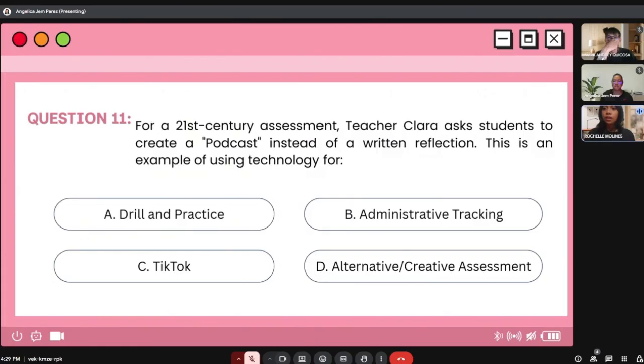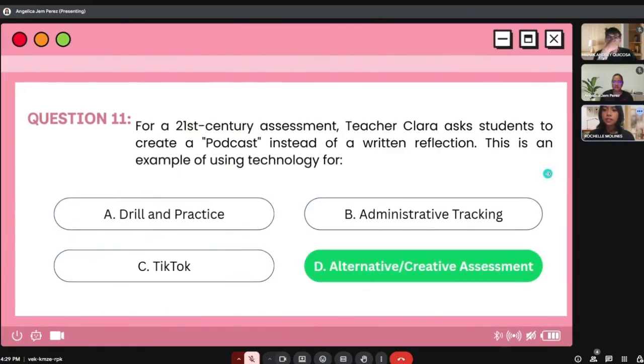The correct answer is letter D. Alternative or creative assessment. Because creating a podcast allows students to demonstrate learning through creativity, communication, and the use of digital tools instead of traditional written tests.